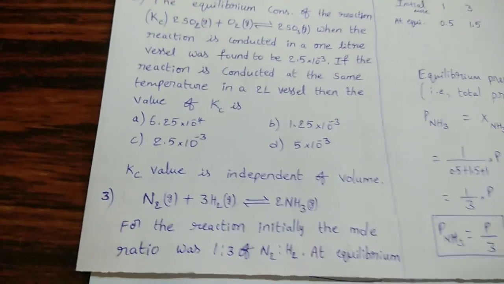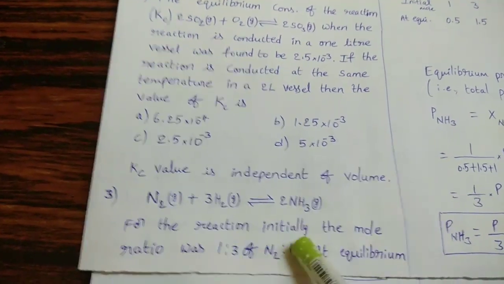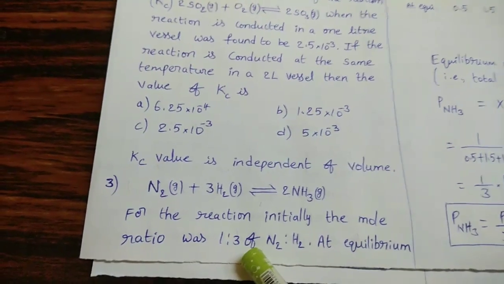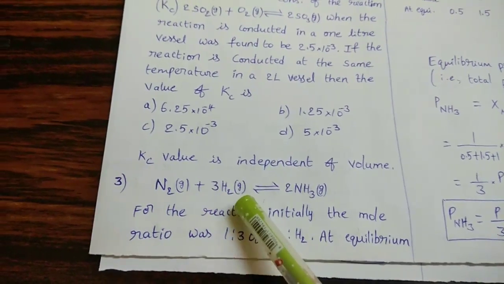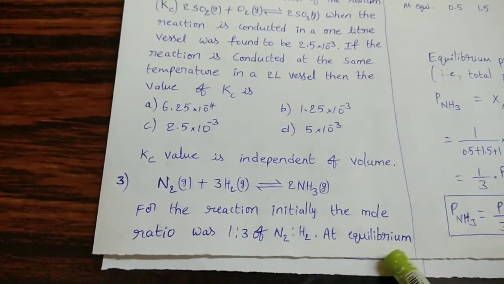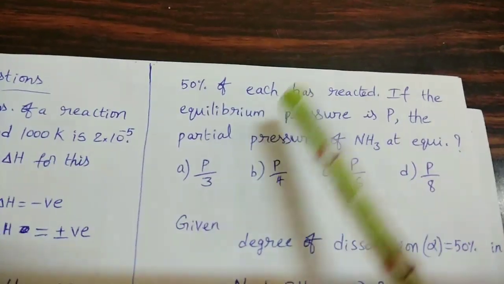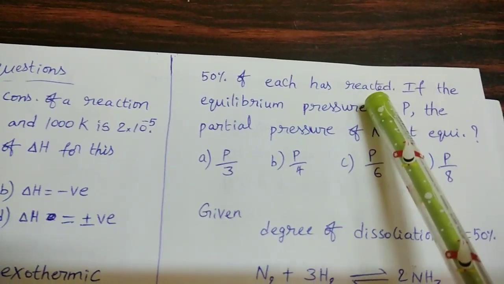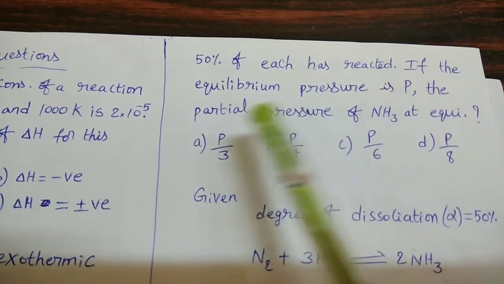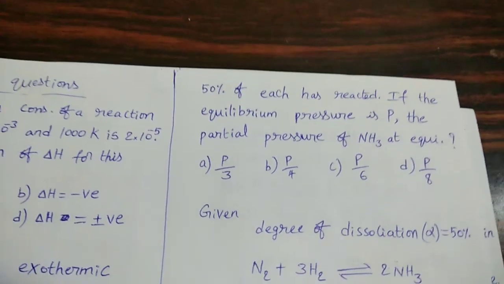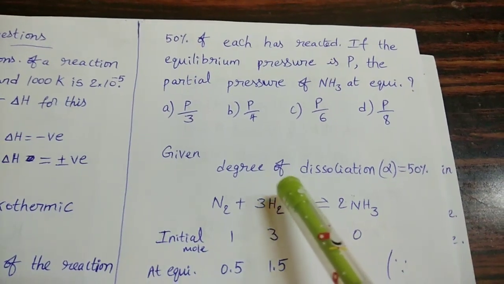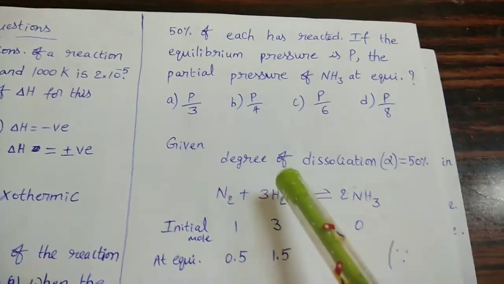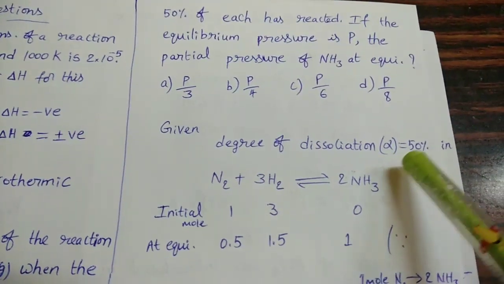N2 plus 3H2 gives rise to 2NH3. For the reaction, initially the mole ratio was 1:3 of N2 to H2. Nitrogen, hydrogen are taken in this mole ratio. At equilibrium, 50% of each has reacted. If the equilibrium pressure is P, the partial pressure of NH3 at equilibrium we should calculate. Okay, so 50% only reacted. Nitrogen reacted 50%, hydrogen also 50%. Degree of dissociation alpha equal to 50%.